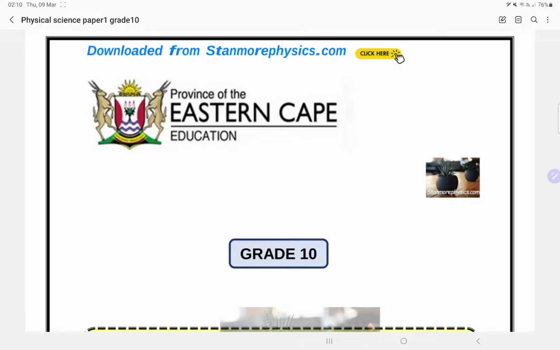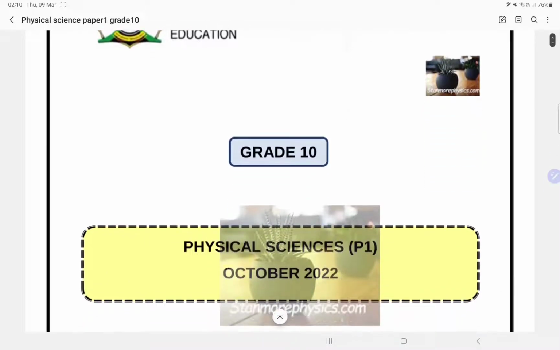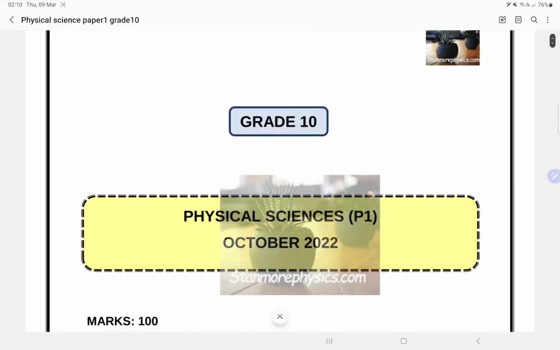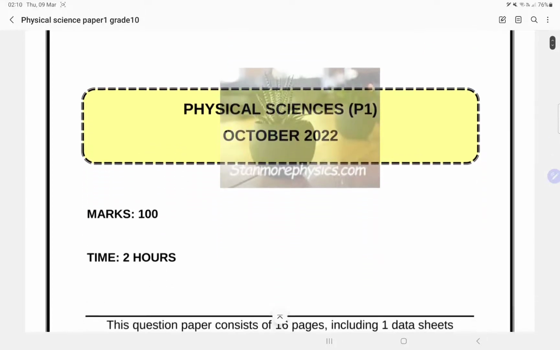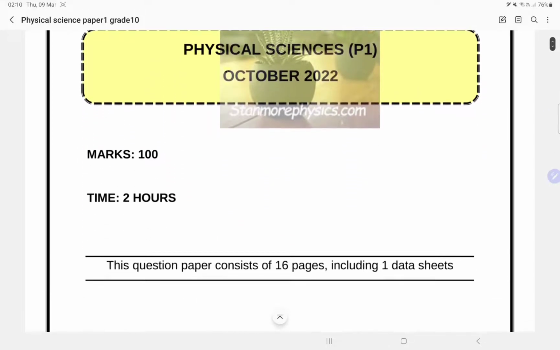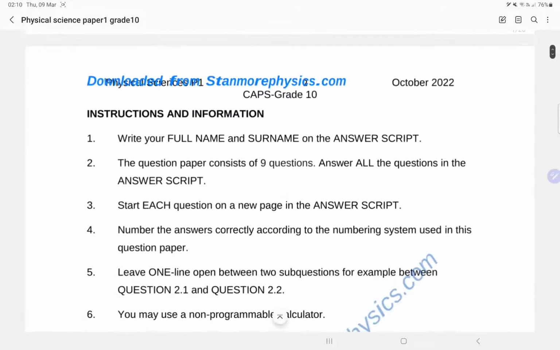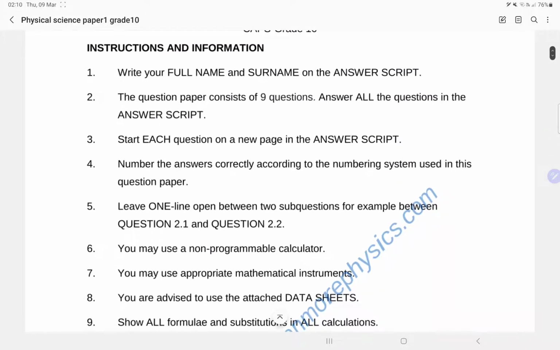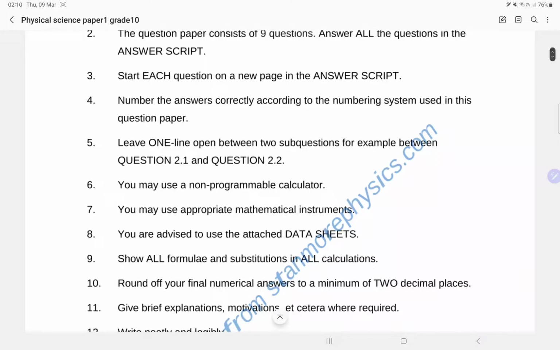Today we're going to be looking at a grade 10 paper 1 for physical science. This was taken from the Eastern Cape, written for finals last year, which is 2022 October. So it's a 2-hour paper, and then of course instructions. They give you how to behave in your paper, the topography and all that.